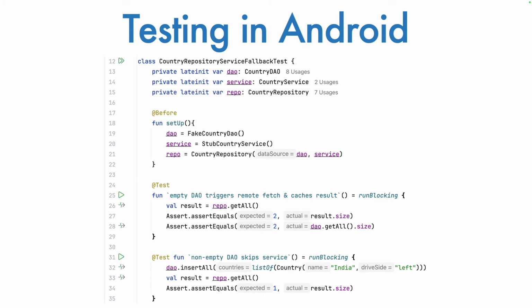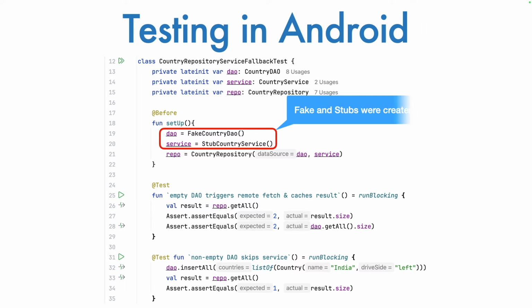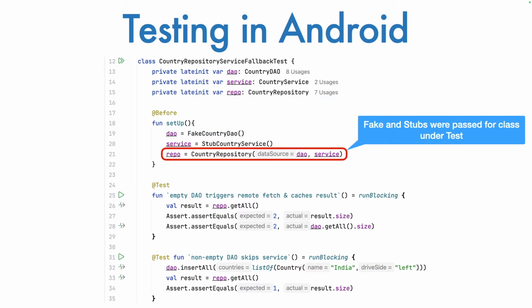So this is how our repository looks like. You are already familiar with it. We have gone through this in the previous videos. Let me just quickly go through what we have done. It's a test that has a setup, and in the setup we have a fake country DAO and a stub country service. And then the country repository basically uses these fake DAO and service for testing purposes.